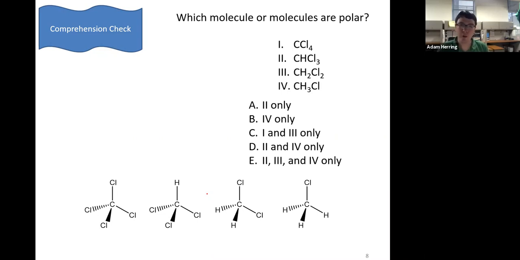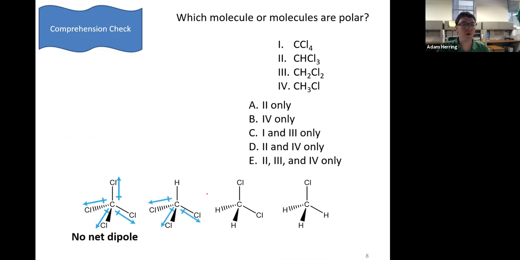We see that in all 4 cases, these are tetrahedral shaped. So what's the difference between them? The difference is that they don't all have the same symmetry because of differing numbers of hydrogens and chlorine atoms. For the molecule on the left, we can draw on the bond dipoles, and because we have 4 identical domains, they all cancel each other out, and there's no net dipole.